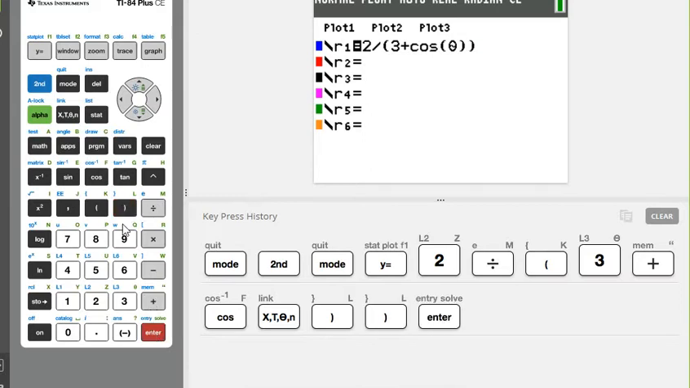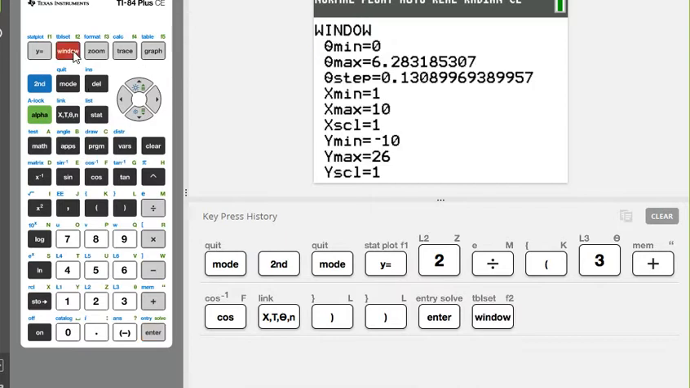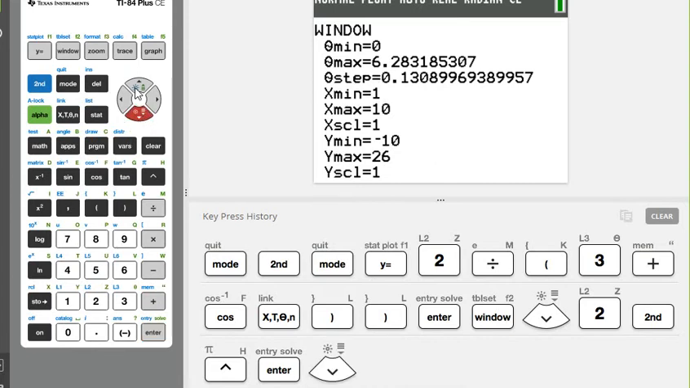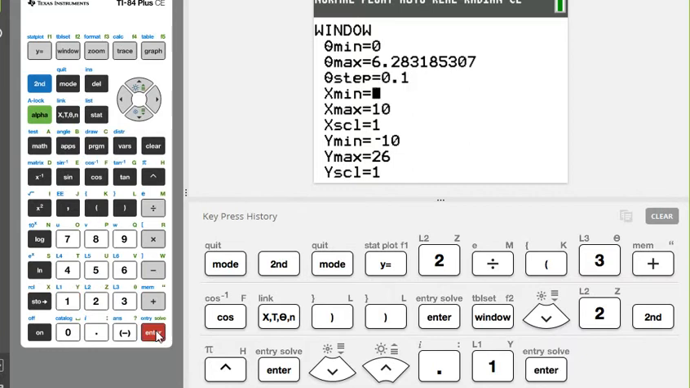There's my equation. Let's set up the window. Typically, you're going to want to graph that between 0 and 2 pi for theta. So 0 and then 2 pi, so 2 second pi. Now when I press the enter key, it's going to replace 2 pi with 6.28, etc. That's okay. It's still 2 pi. I would set theta step at 0.1. I've got it set as something else. It doesn't matter. 0.13, I'm sure it would be fine.